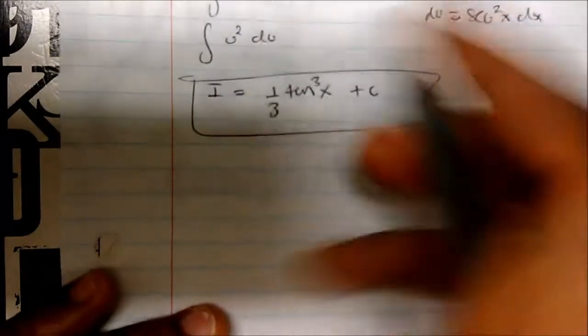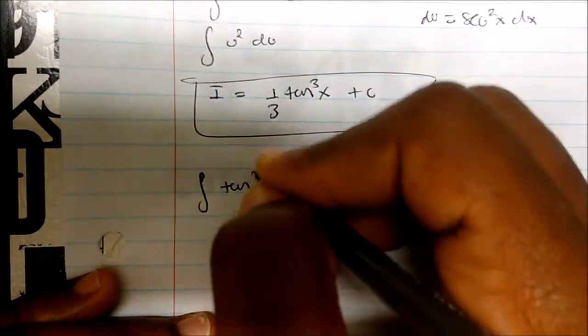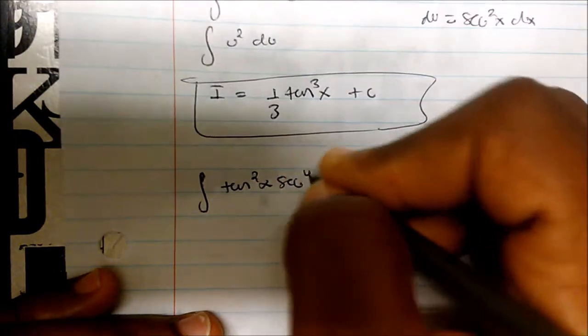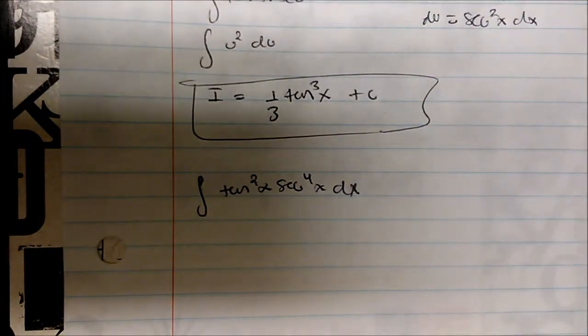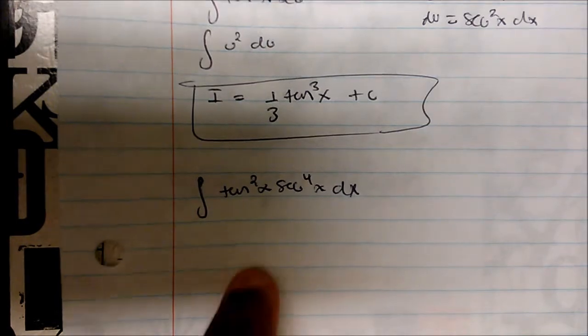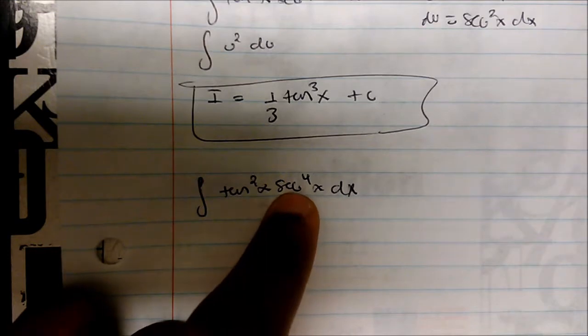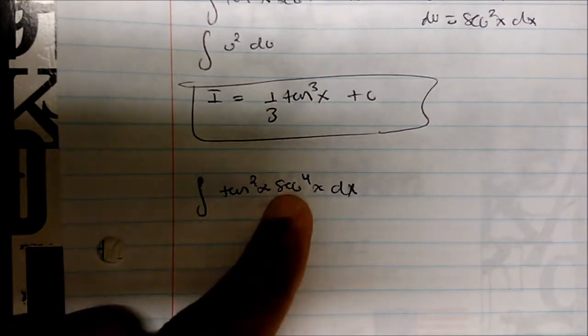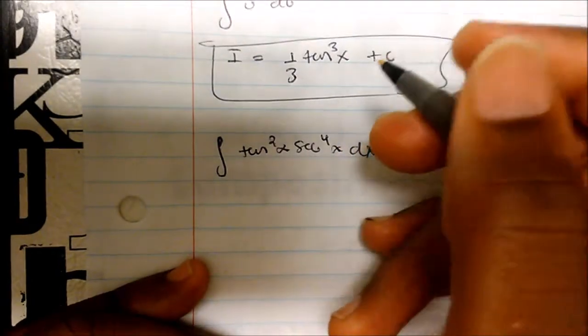Now, what if we wanted to take the integral of tangent squared of x secant to the fourth of x dx? How would we do it? Well, again, I'm always going to look for u substitution. Notice if I set my u to be tangent of x, the derivative is secant squared of x. I have four secants here, so that would not work.